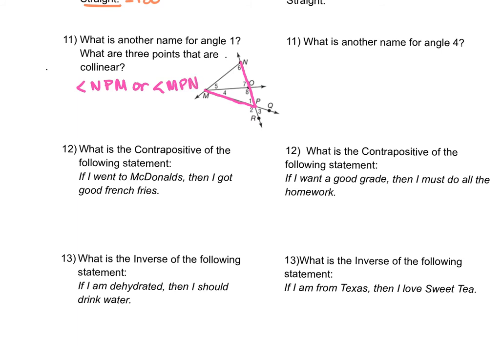And the next part wants us to name 3 points that are collinear. That means that they are on the same line. Okay, so we need 3 points on the same line. So if you notice, we have a line here that N, O, and P are on. So let's go with that. So points N, O, and P are collinear.